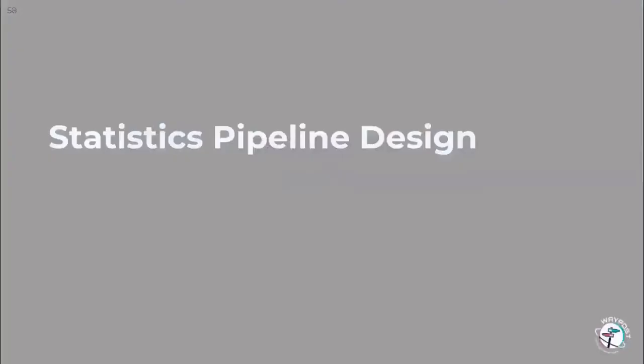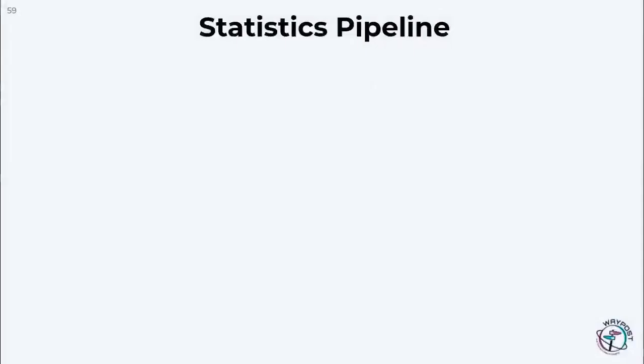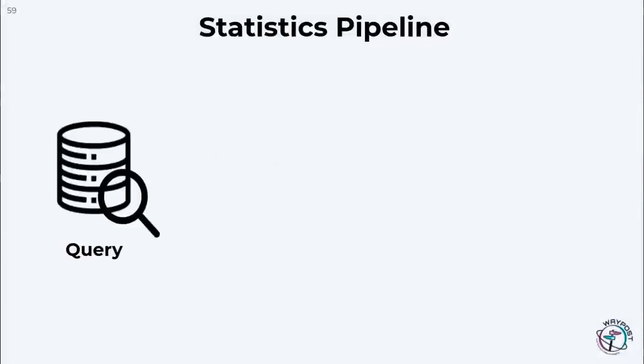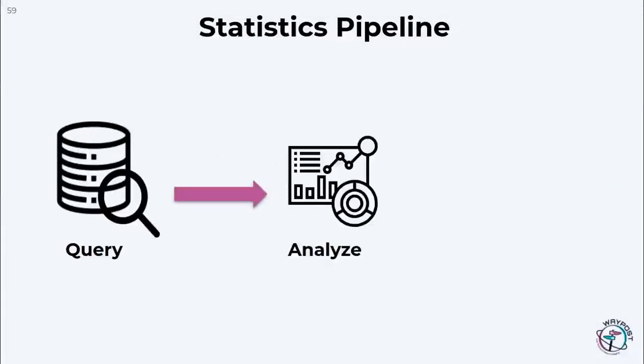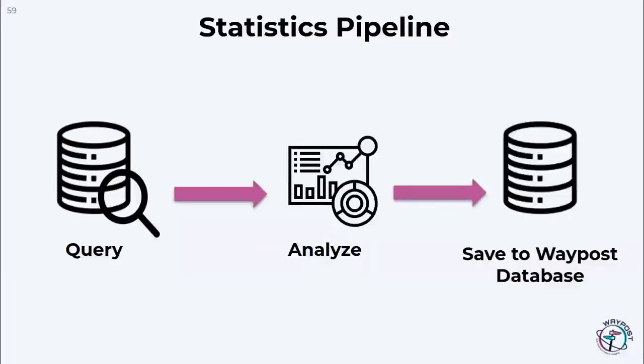An additional challenge we faced was how we wanted to implement the statistics pipeline. A crucial piece of our architecture was the statistics pipeline. It consists of 3 steps. First, we query the organization's user event database for the metrics being tracked. It then analyzes this data using statistical tests. If all goes successfully, it stores the results in the Waypost DB.